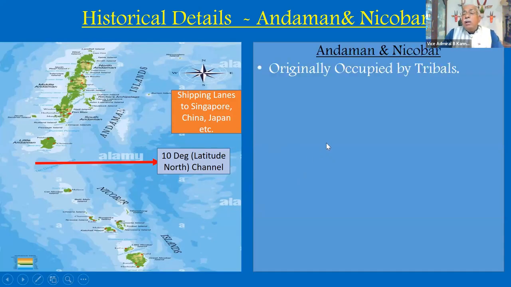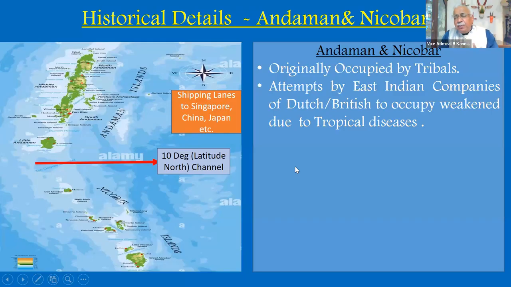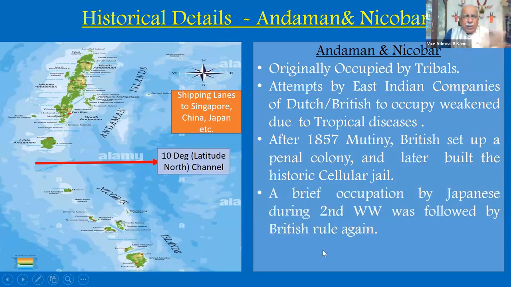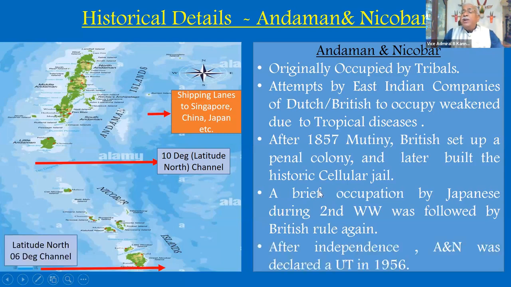Now, let's look at Andamans Nicobar. Originally, it was occupied by the tribals. Then East India companies of Dutch and British tried to occupy it, but tropical diseases drove them away. Then after 1857 mutiny in India, British converted that to a colony where people used to be sent on punishment to stay there. Later, we had the historic cellular jail. During Second World War, for a short time, it was occupied by Japan, but it went back to British. And after independence, it became a union territory.